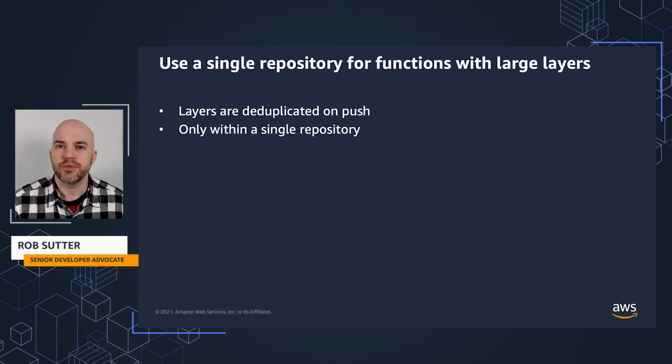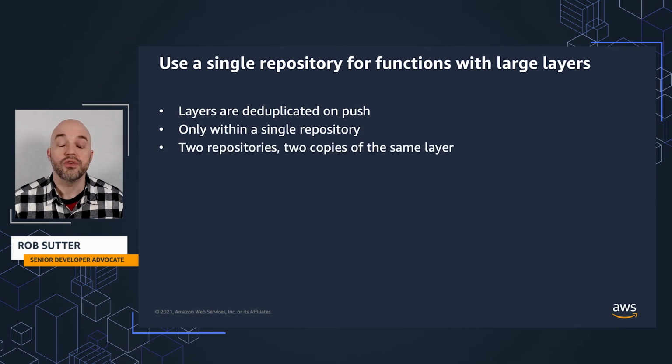This only happens within a single repository. If you have two repositories, you'll get two copies of that same layer. And with large layers, this adds up quickly. Note that this occurs whether your two repositories are different names in the same region or the same name in different regions. Two repositories, two copies of the same layer.